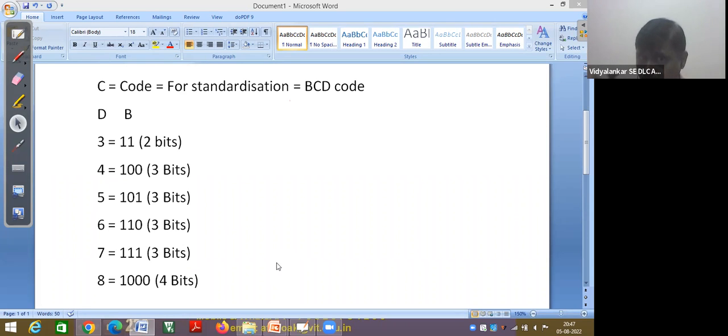So I cannot say that every digit I am representing by different number of bits. I'm talking number, I'm not talking value. I must say that you take 3, 4, 5, 6, 7, 8, all these digits in decimal, I will represent by fixed number of bits, like 4 bits. That is called standardization, and for that we use code. And one such code is BCD, that we will be talking about further. That is the last part we discussed. All important points we have noted also.